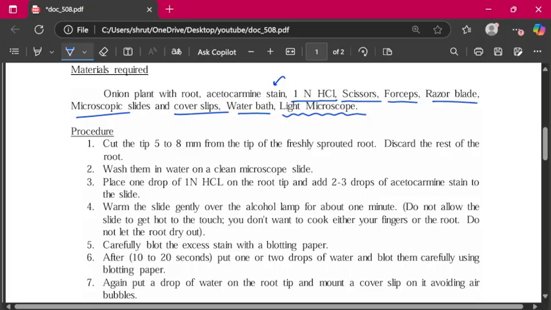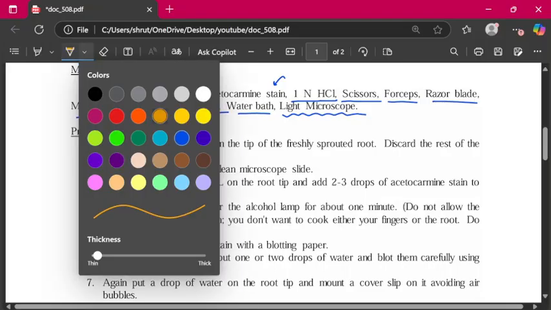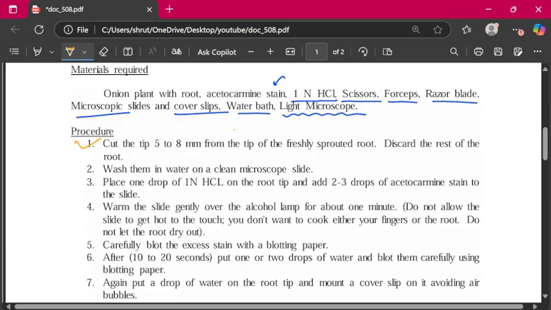Now let's discuss the process. So firstly you have to cut 5 to 8 mm from the tip of a freshly sprouted root. So for example, this is an onion, and this is the root of the onion.